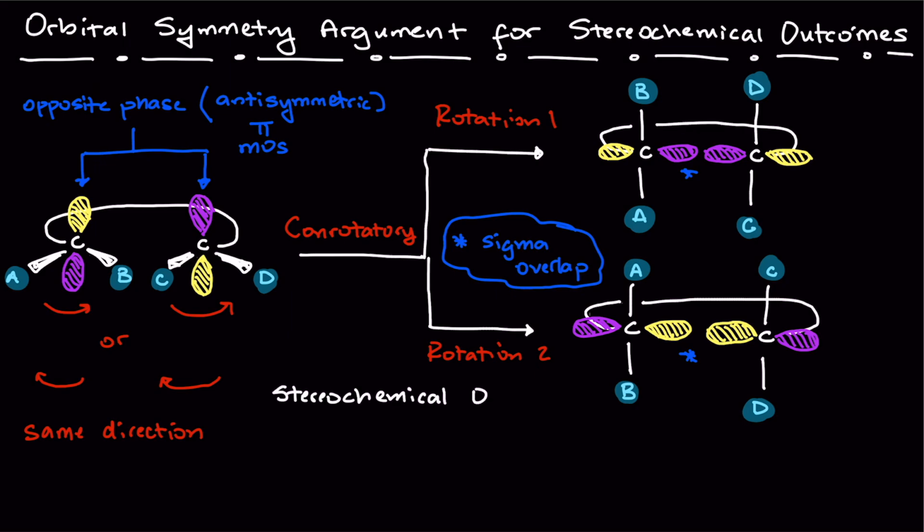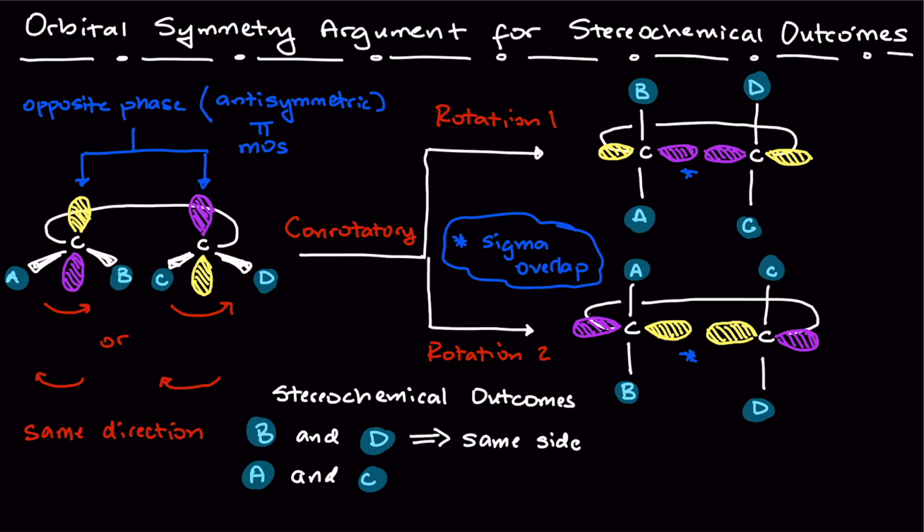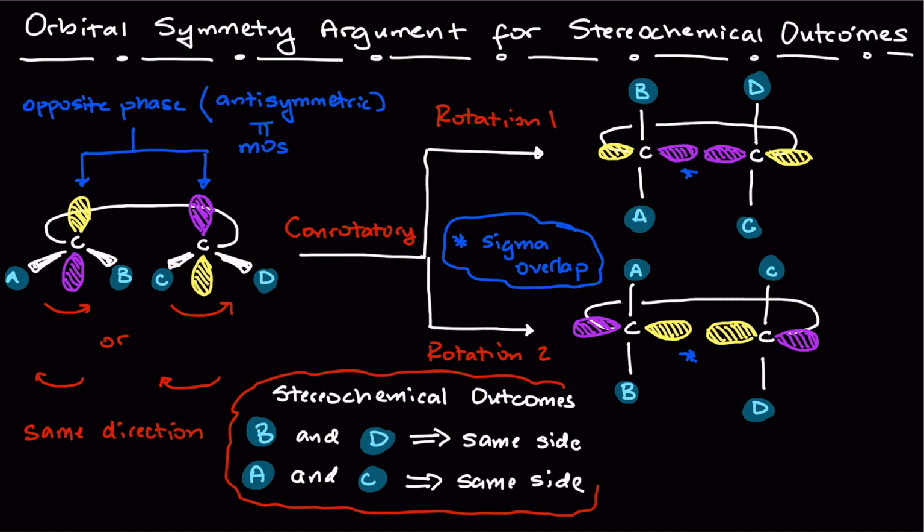In this case, the stereochemical outcomes are now pretty clear. We should expect that B and D will end up on the same side of the ring in your product, and A and C will end up on the same side, which is actually opposite from the case we saw in the previous example, because now we are dealing with an anti-symmetric molecular orbital.